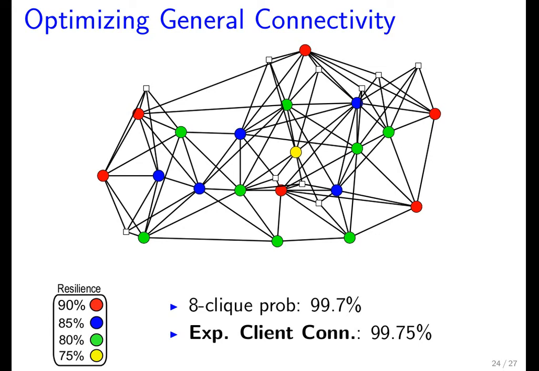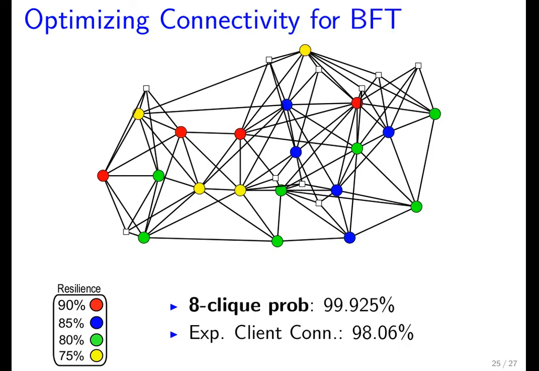So it really wants to make lots of 10 cliques in lots of different compromise events where red, blue, or green are not compromised. And given this, you have an 8-clique probability of just 99.7%. So this is the probability that BFT makes progress. So you can do better if you optimize for that 8-clique probability.